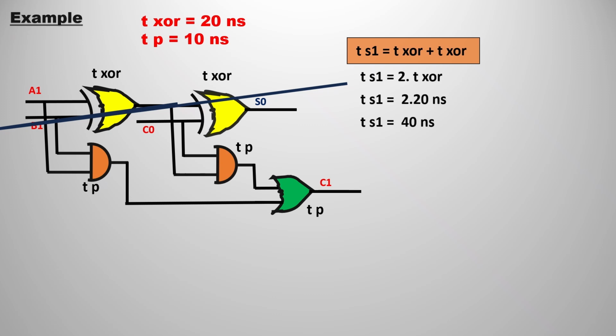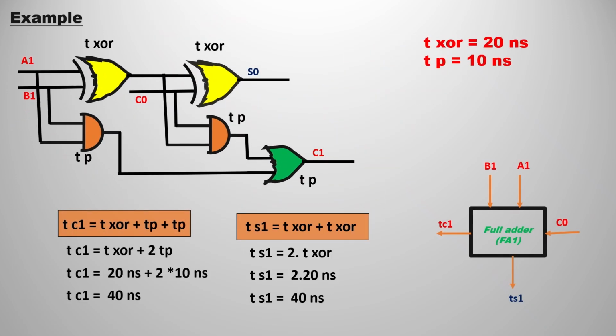Next thing we are going to do is to find the propagation delay of the sum. So for the sum, we are going to have the S0. For that we first have to pass the first XOR gate and the second XOR gate. So for that we are going to have the TS1 as T XOR plus T XOR, that is 2 times T XOR. So we are going to have the final output as 40 nanoseconds by putting the values in that expression.